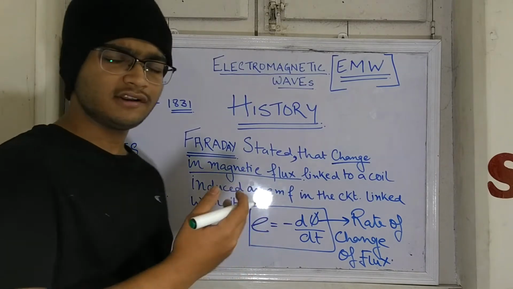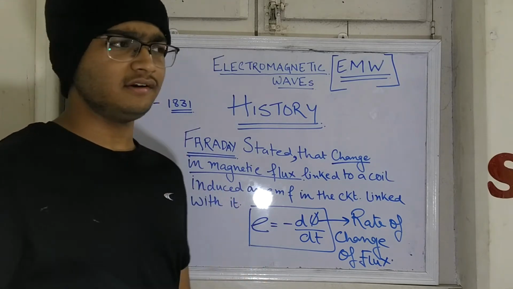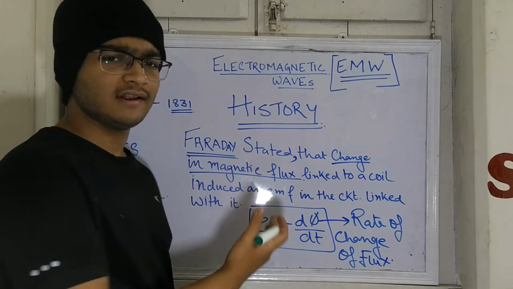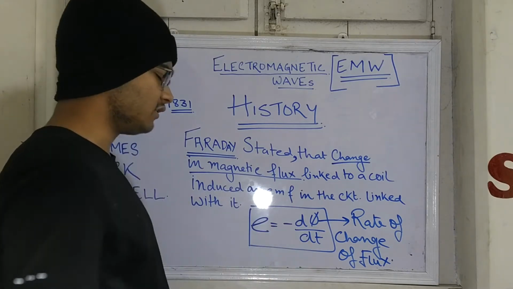So, what did I say? We went back to the year 1831 when Faraday stated that change in magnetic flux linked to a coil can induce an EMF in the circuit linked with the coil.